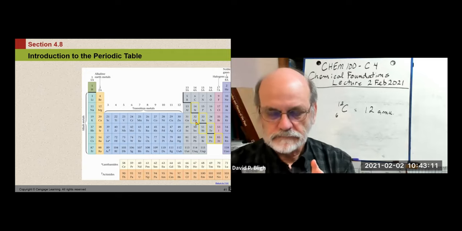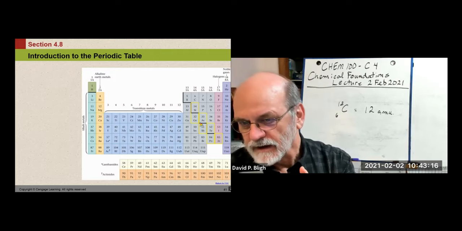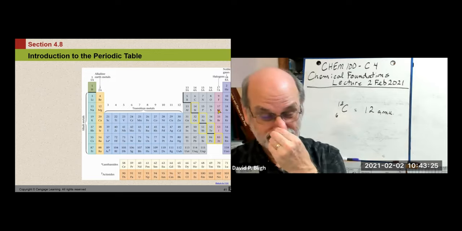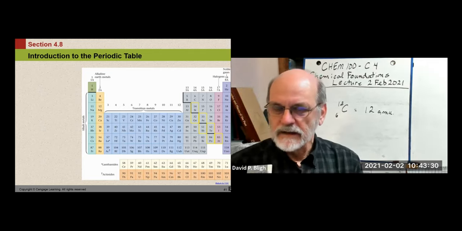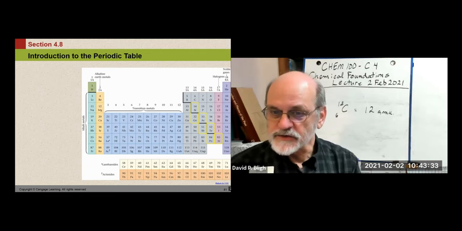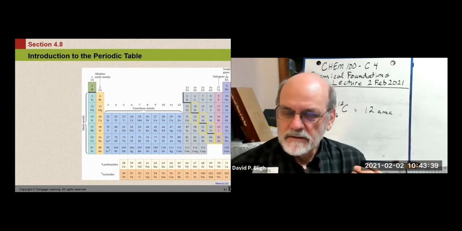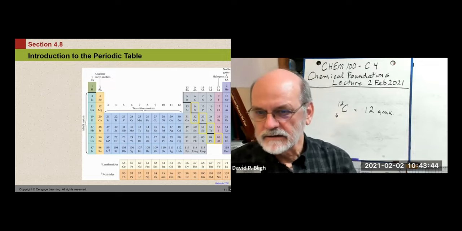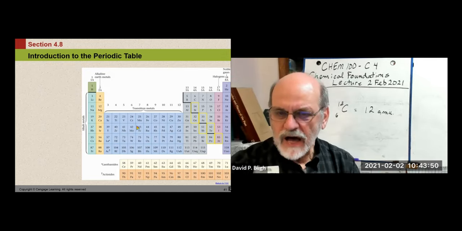Major division. This black line is the dividing line between metals on the left over here and nonmetals on the right. Metals have a common characteristic. They're malleable, right? Some of them are so soft you can scratch them with your fingernail. They can be shaped. They can be drawn into thin wires without breaking. That's called ductility. If you polish them, they're very shiny.